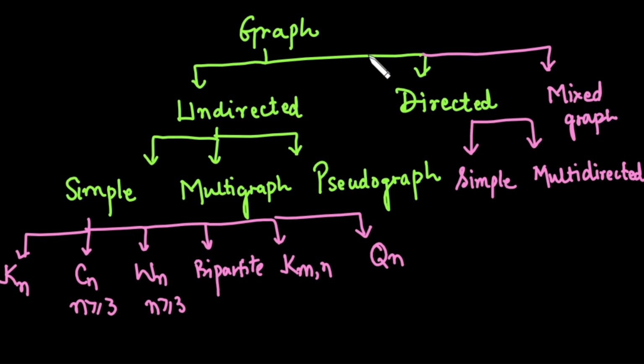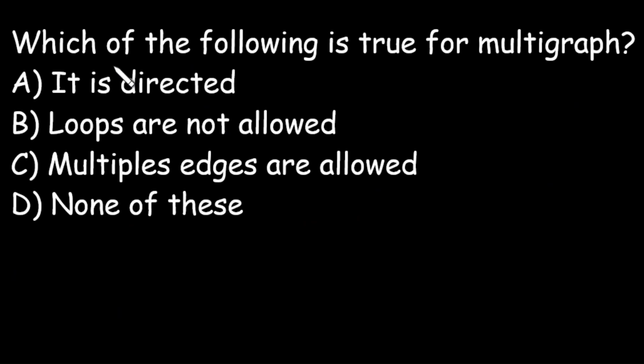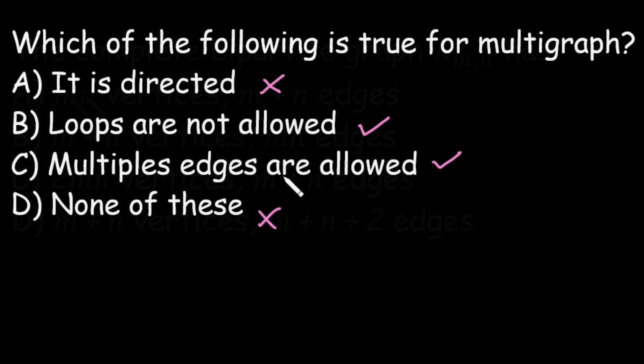Now let's begin with the MCQs. The first question: which of the following is true for the multigraph? Is it directed? No. A multigraph is an undirected graph, so discard this. Loops are not allowed? Yes, because in multigraphs only multiple edges are allowed. So option B is correct. Multiple edges are allowed? Yes, it may have multiple edges. None of these is incorrect. So here we have two correct options, B and C.